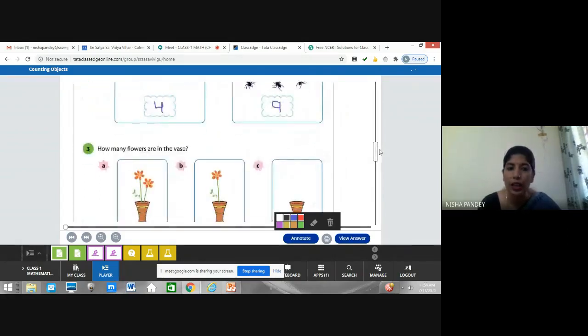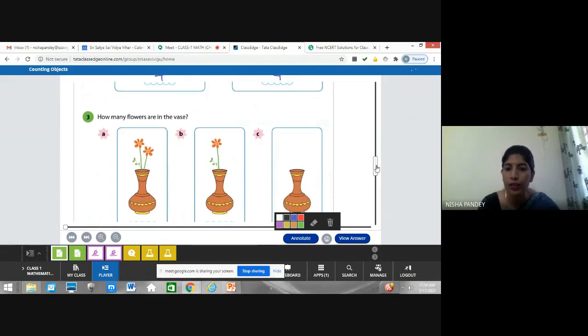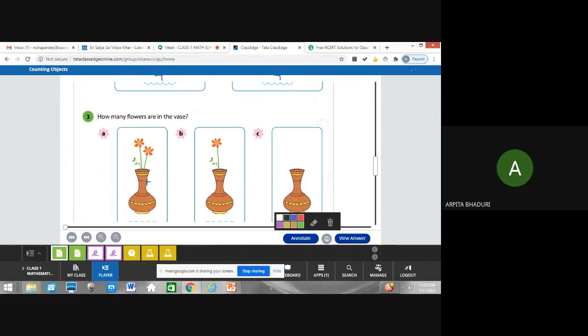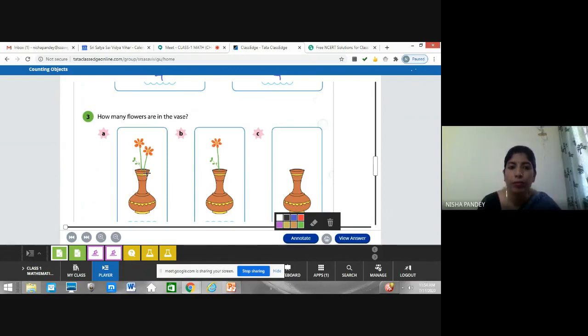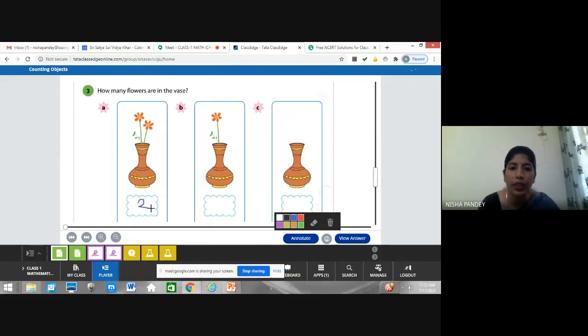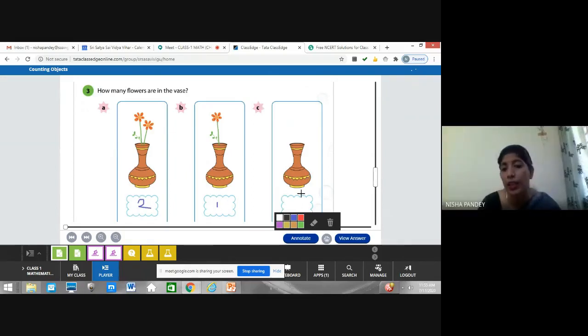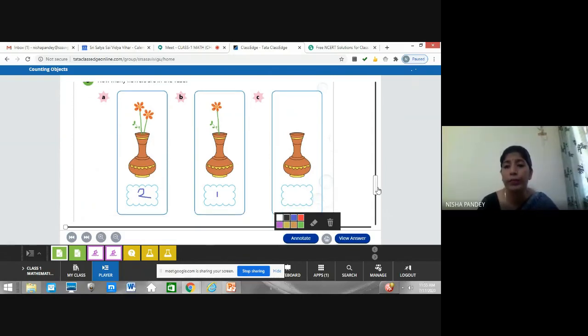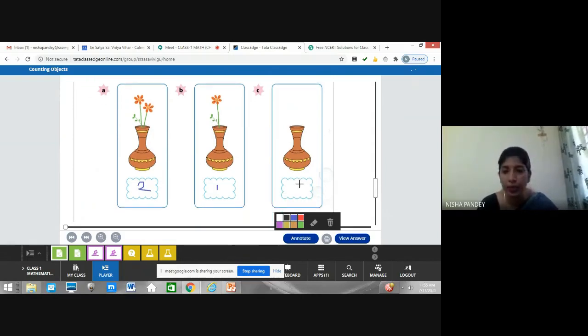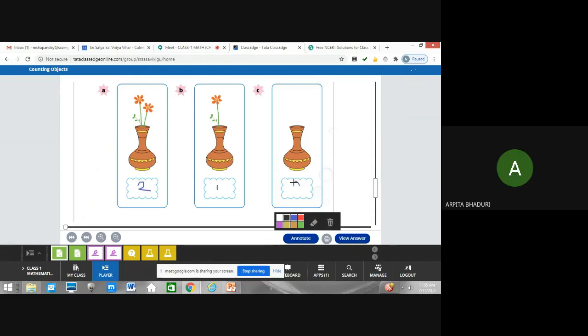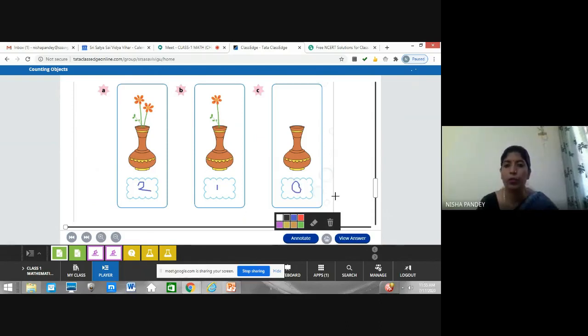Okay. How many flowers are in the vase? So see, this is a vase in which we keep flowers, right? Ma'am, two flowers. So here we will write two flowers. And in the second one, how many? Ma'am, one flower. Yes. And in this vase, how many are there? Nothing, right? So what are we supposed to write here? Ma'am, zero. Very nice. So we are going to write here 0. Okay.